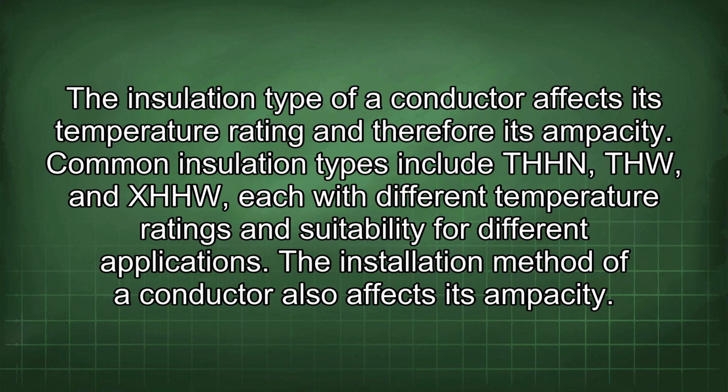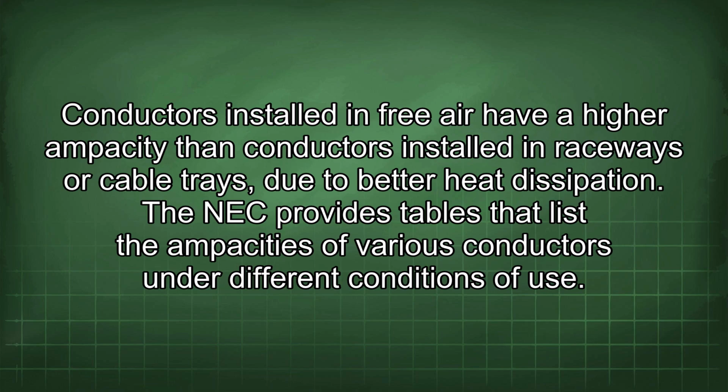The insulation type of a conductor affects its temperature rating and therefore its ampacity. Common insulation types include THHN, THW, and XHHW, each with different temperature ratings and suitability for different applications. The installation method of a conductor also affects its ampacity. Conductors installed in free air have a higher ampacity than conductors installed in raceways or cable trays due to better heat dissipation. The NEC provides tables that list the ampacities of various conductors under different conditions of use.